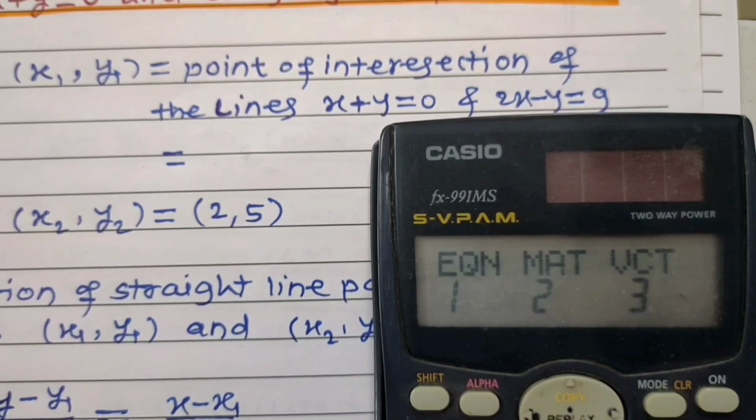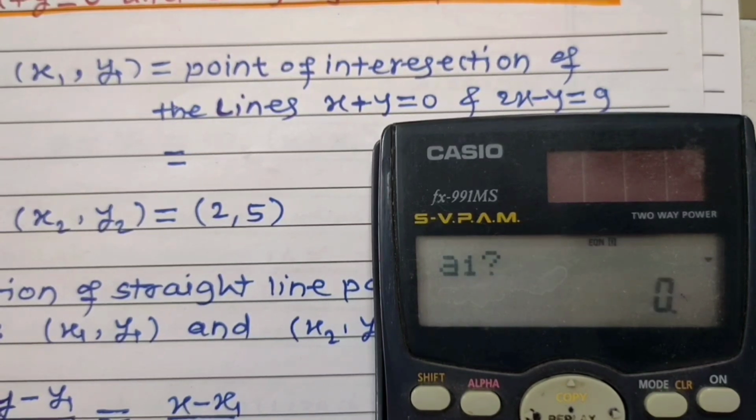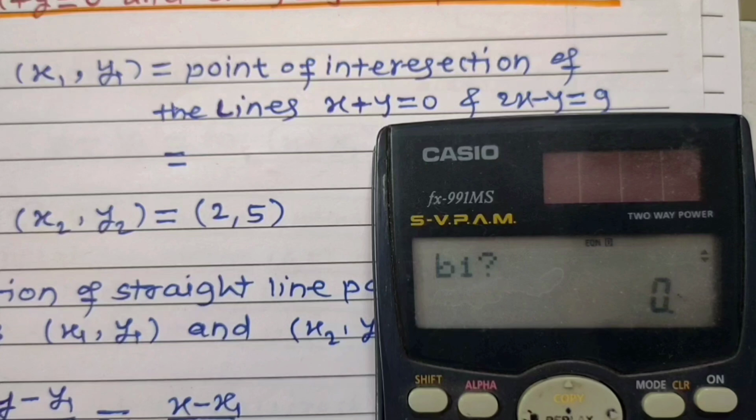Yes, this is equation mode. Number 1 is equation mode. And there are two equations, which means there are two unknowns, so you can select 2. Now a1 is the coefficient of x of the first equation, that is 1, equal to the coefficient of y, which is b1, which is also 1, equal to the constant term appearing on the right hand side, which is 0, equal to.